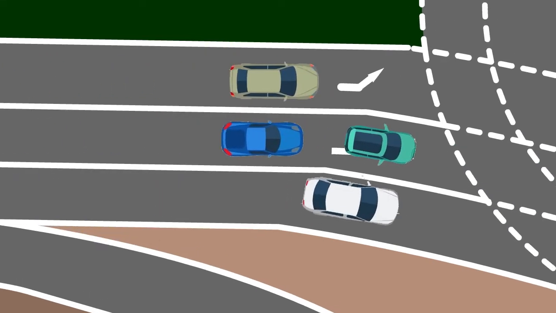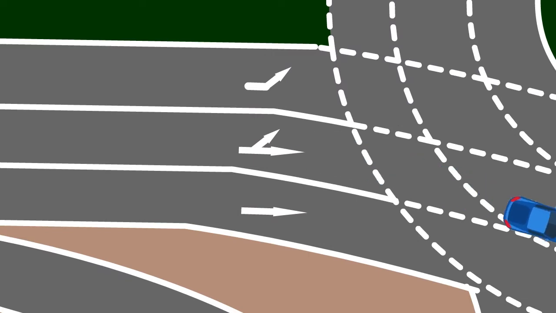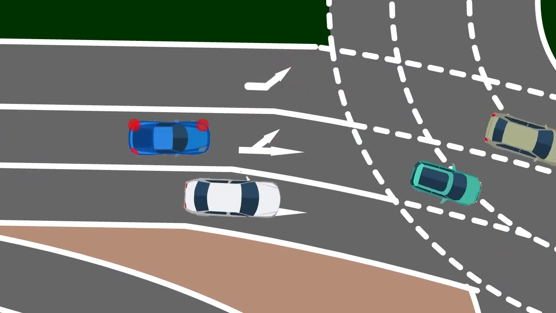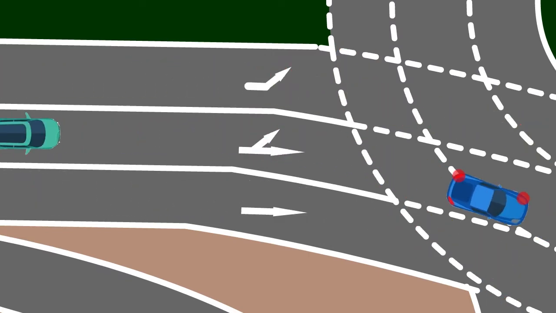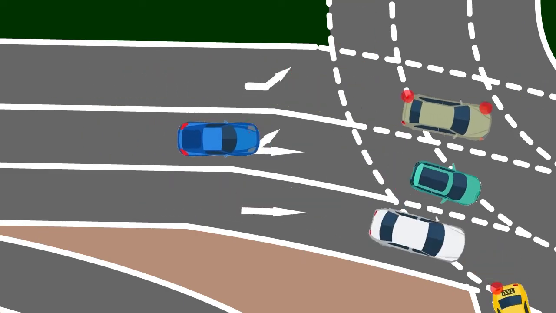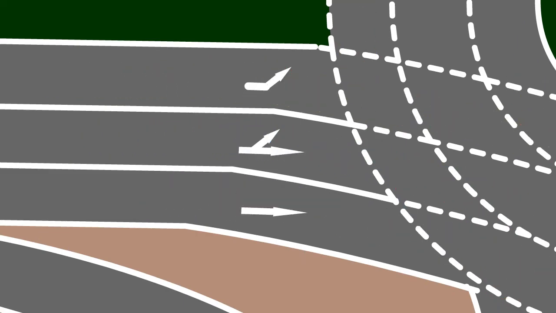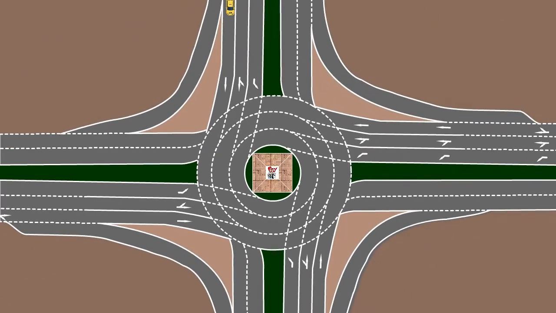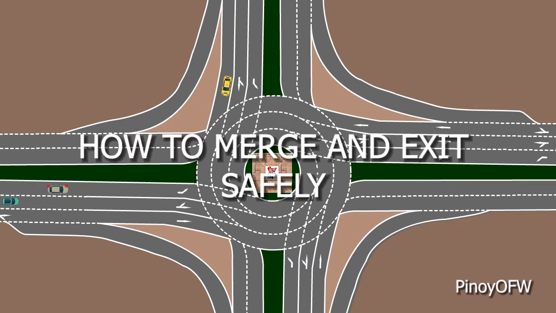If there's so much traffic on the roundabout, remember that you always have to stop after the car in front of you. Many new drivers tend to follow the car in front of them when they are merging on the roundabout. Just stop for a while and double check for incoming cars. How to merge and exit safely.